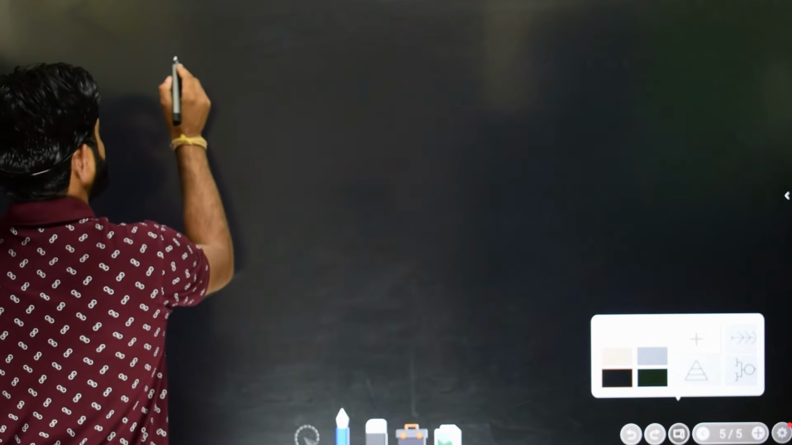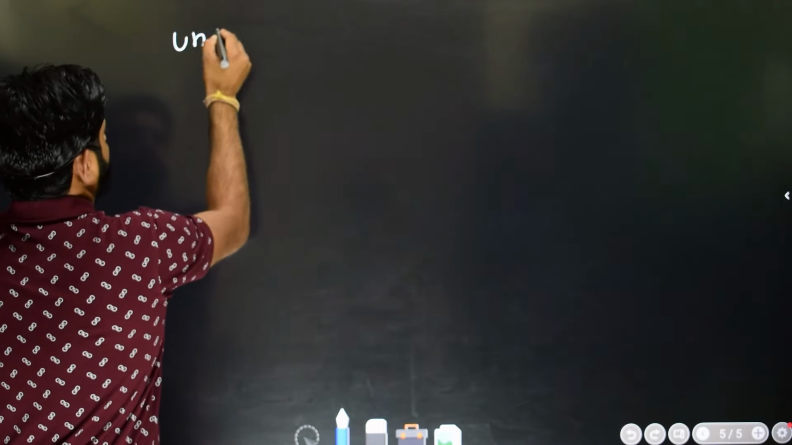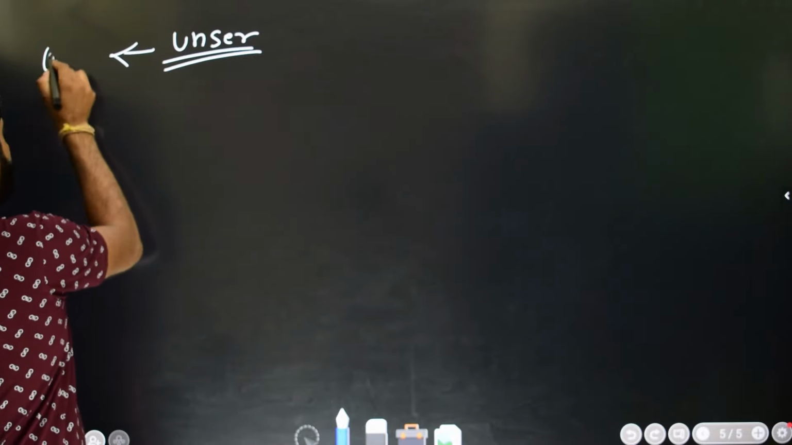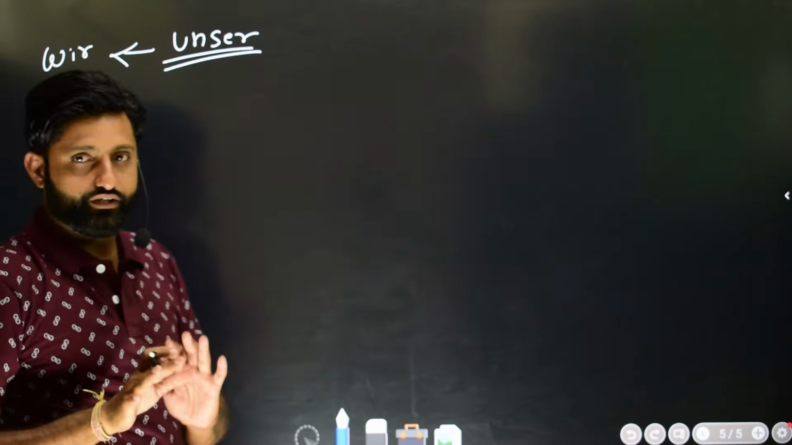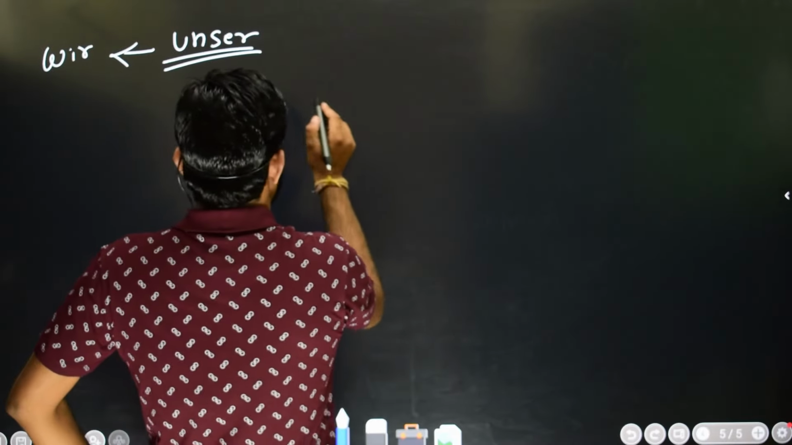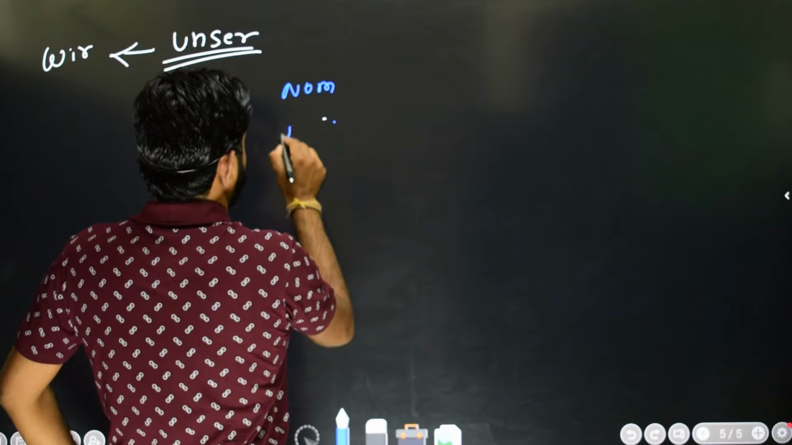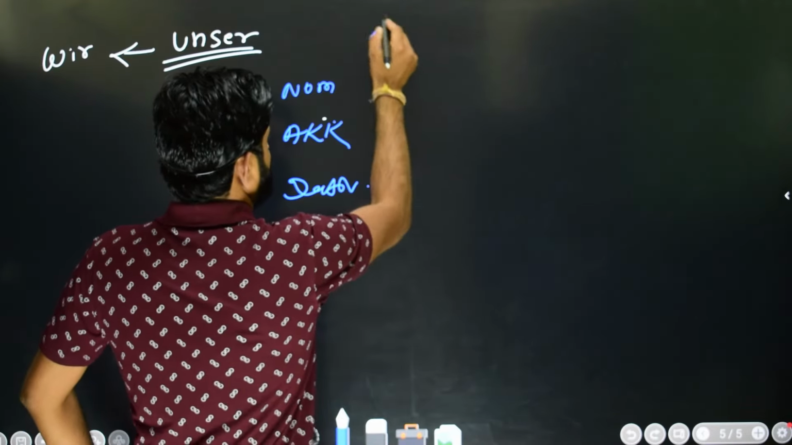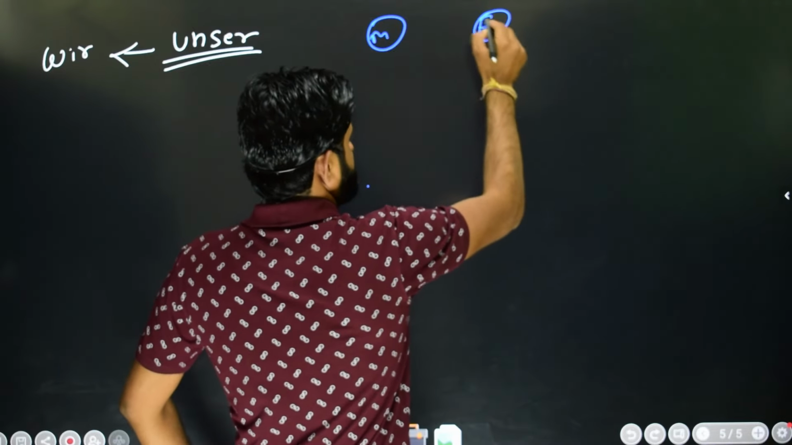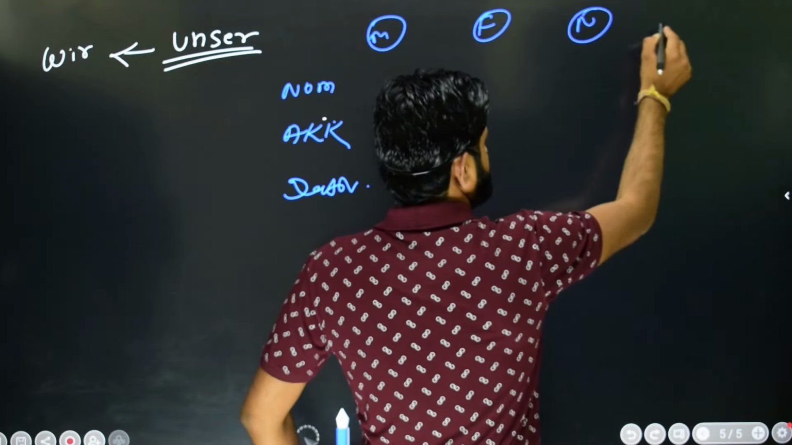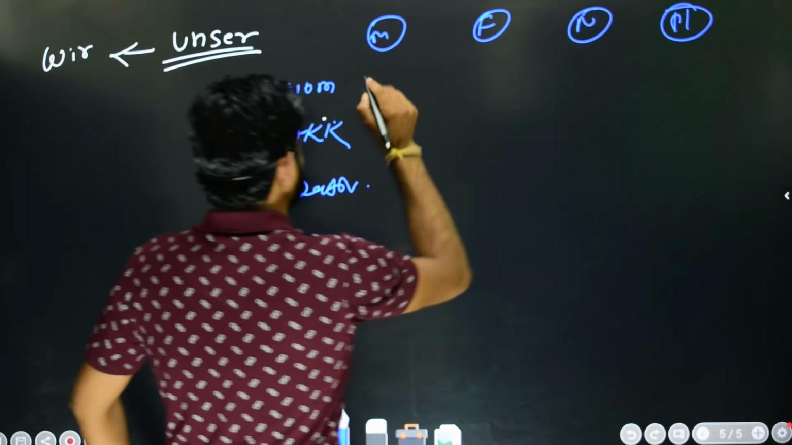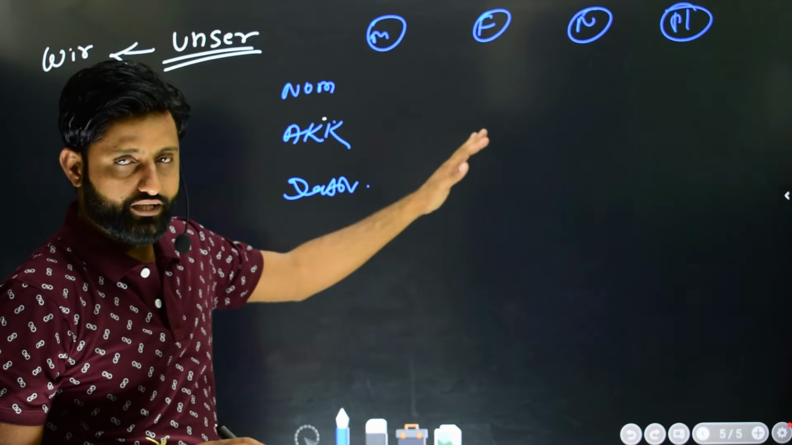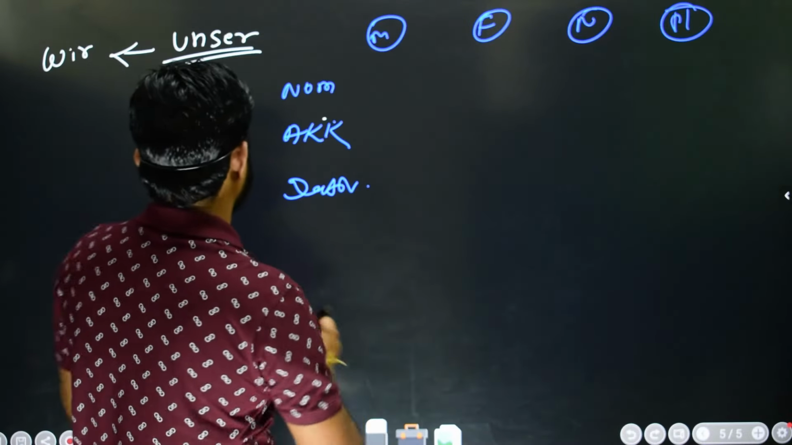Let's take another example. Unser. Unser is the possessive article of wir that we have already learned. The possessive article of wir is unser. So let's have a table for unser. Nominative, accusative, dative. Masculine, that is der article. Feminine, that is die article. Neutrum, that is das article. And the plural part. So what do I need to do? I just need to write down here the base form of the possessive article. Then after we will add the endings.